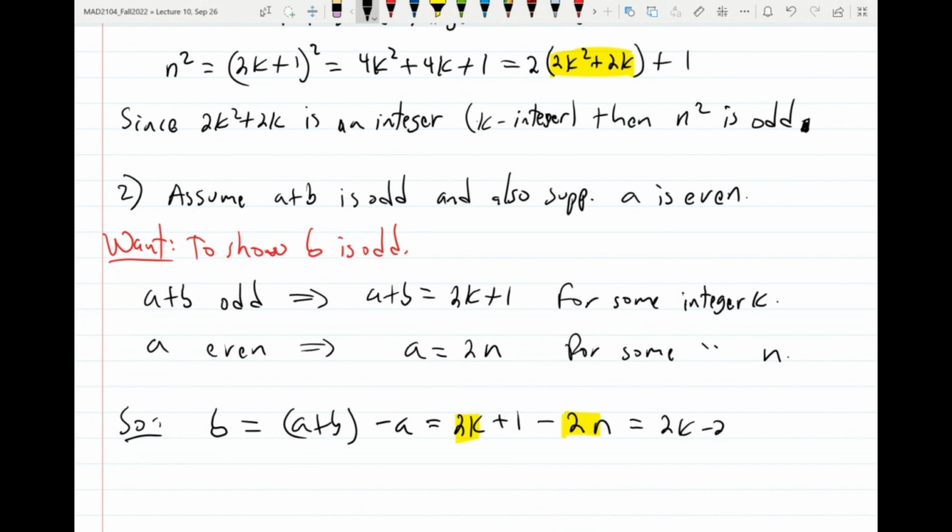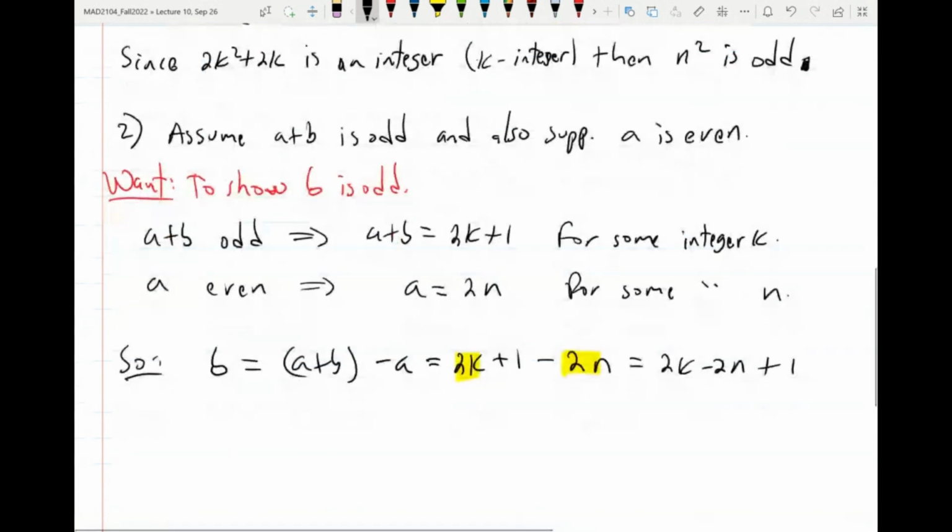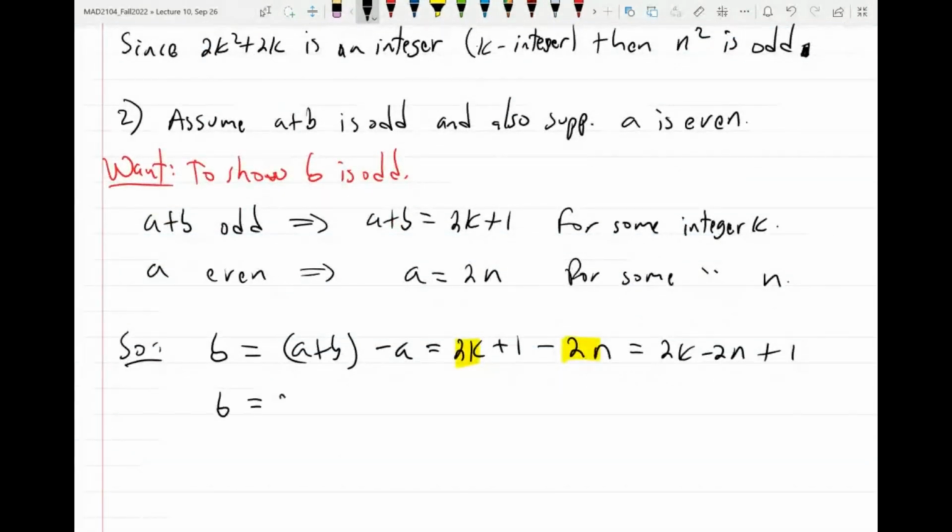So that becomes 2k. There are many ways to do this. This is just one way. The first thing that's coming to my mind is this. That's what I'm writing. Okay? So I want to use a different technique. So it follows that B can be written as 2 times k minus n plus 1. Yes? Now it has the structure of an odd number.